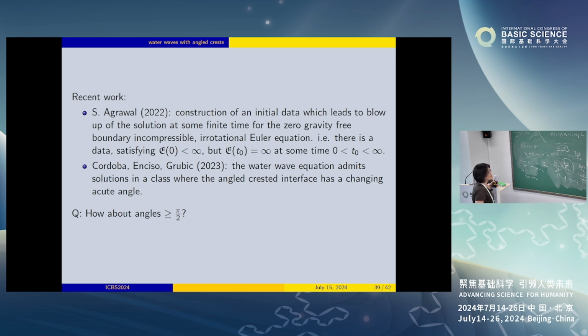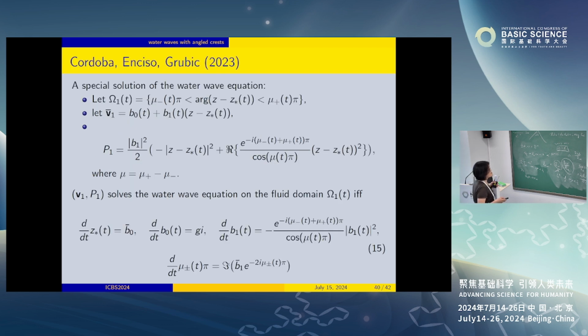But in this work, they require that the interior angle is still less than pi over 2. So a natural question is, how about an angle bigger than pi over 2? Why is there such a less-than-pi-over-2 condition? So let's take a closer look at their work. Here is basically my interpretation of their work.